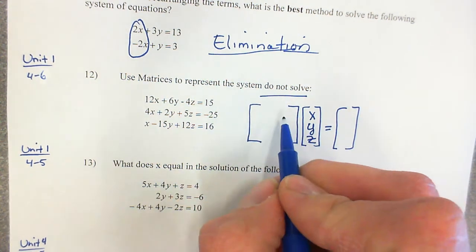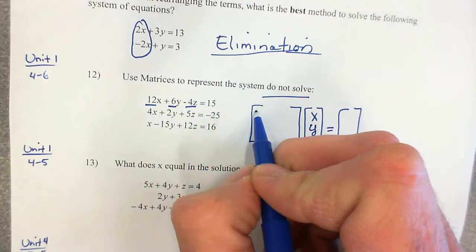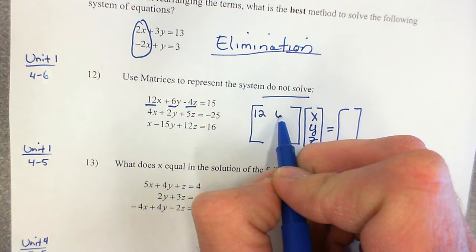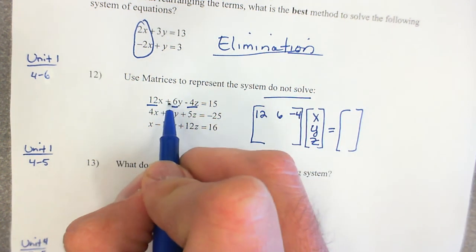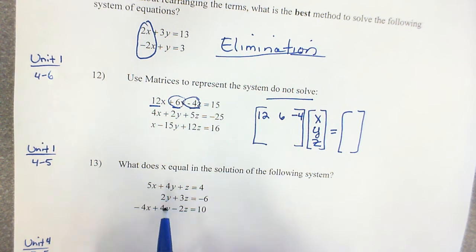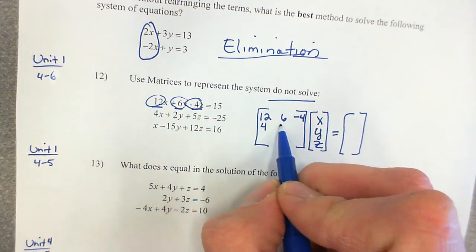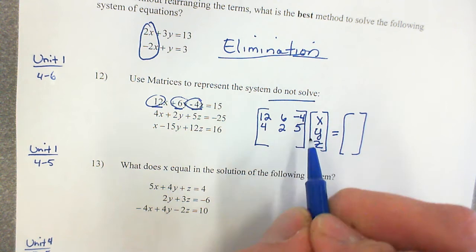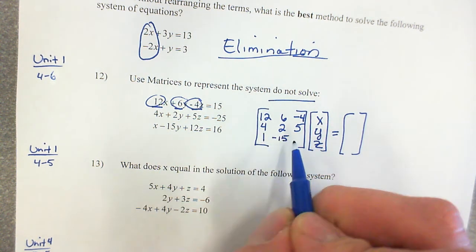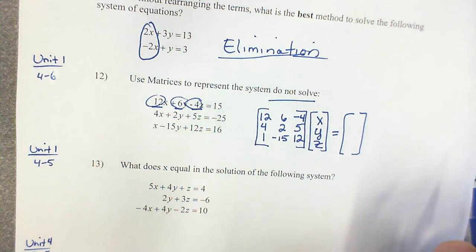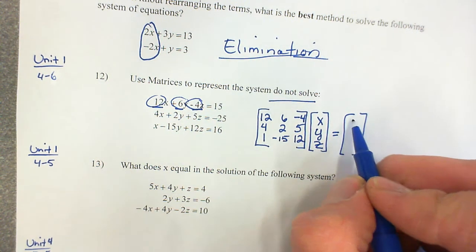So now this matrix, which is your coefficients, is going to be 12, 6, and -4. So this is 12, 6, and -4. Make sure you take the sign in front of it with it. Okay? So then this is 4, 2, and 5. This is 1, -15, and 12.